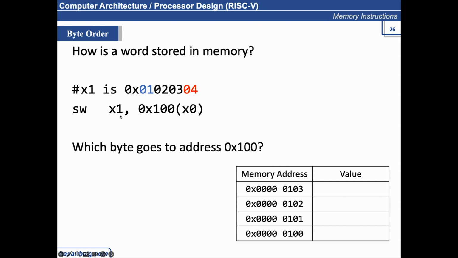When we execute this instruction, what happens? So this is the immediate value. This is a register. Where do you think this value is going to be stored? Which byte will be stored at which location?